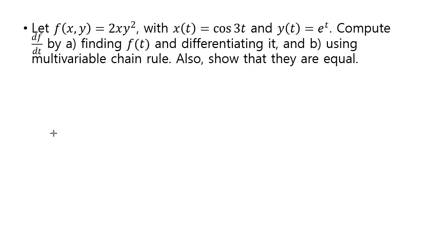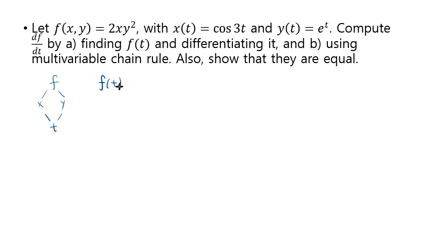Let's say you're given a function of x and y, and you're also given that x and y are a function of t. So f is a function of x and y, and x and y are functions of t. And the question is, what is df/dt? And it's suggesting that I do it two ways. First, find f of t. Well, what does that mean? I want f as a function of t.